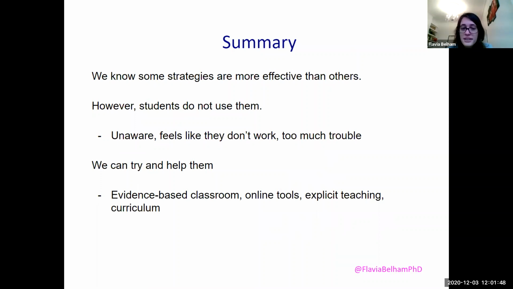Okay, so as a summary, we know that some strategies are more effective than others, but students don't use them because they are unaware, they just don't know them. If they know them, it feels like they don't work, or even if they try using them, they're just too complicated and give up. We can try and help them by having an evidence-based classroom, so using any of those strategies that I mentioned, or other ones that you come up with, by using online tools that help students do those strategies, like Seneca, by explicitly teaching them how to study, which is something that we don't currently do and we should be doing.